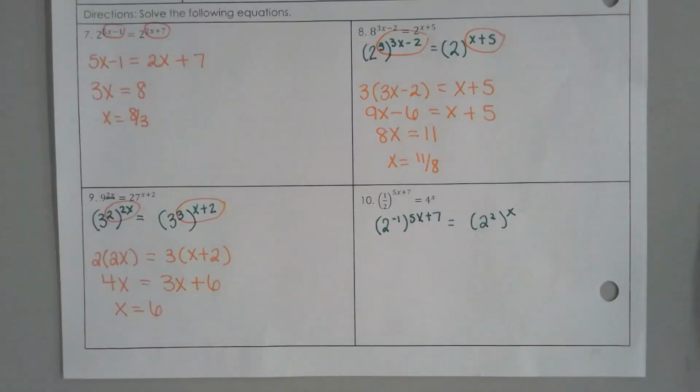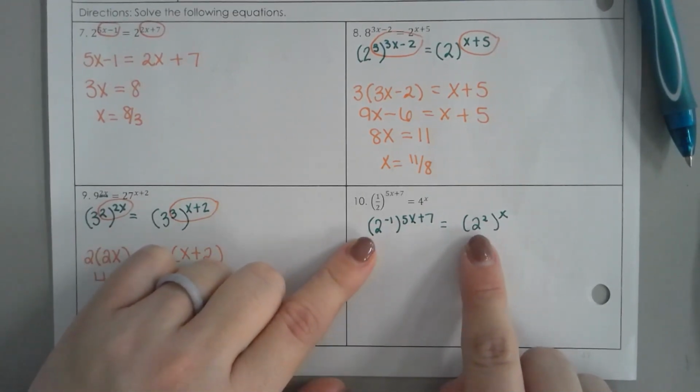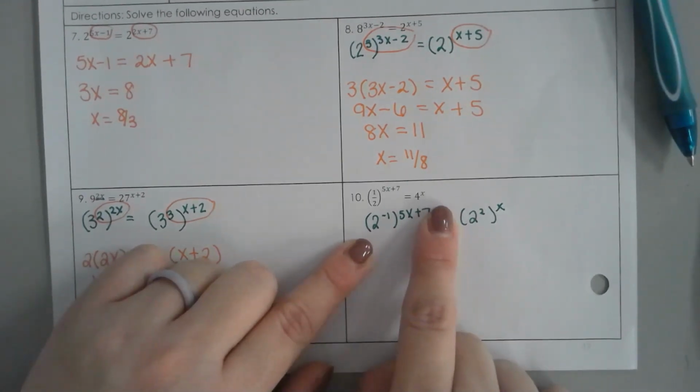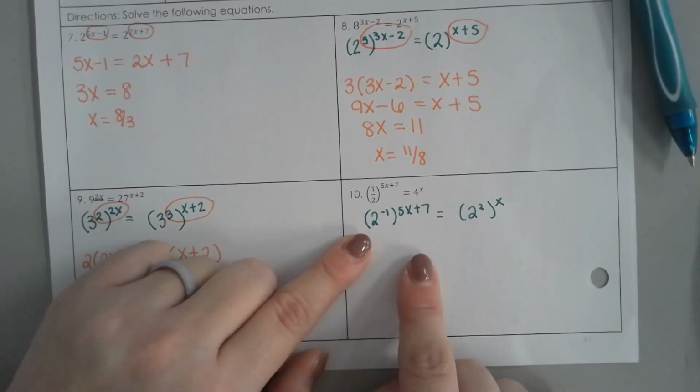You could make this 4 to the negative 1/2 and leave that 4. I don't think I would do that. I would do it like this. You're just trying to get a common base. So 2 to the negative first is 1 over 2. 2 to the negative second is 1 over 2 squared. 2 to the negative third is 1 over 2 cubed.